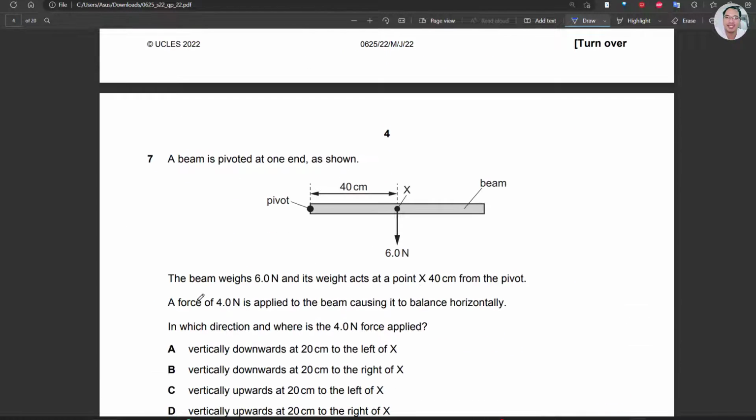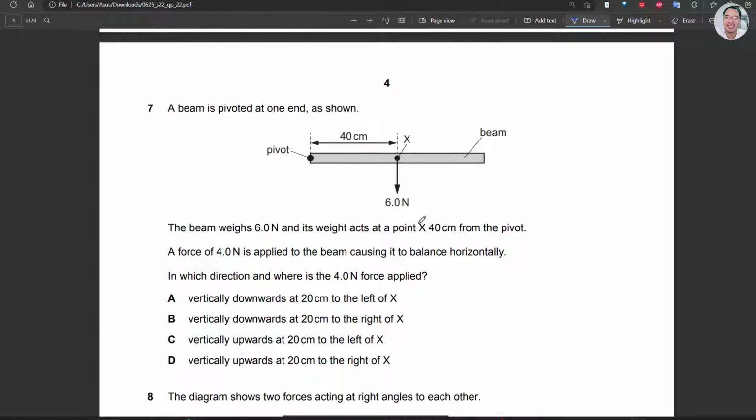Well done. A beam is pivoted at one end here. The distance here is 40 centimeters. The weight is 6 newtons. Another force of 4 newtons is applied to the beam, causing it to balance horizontally. In which direction and where is the force applied? 2 times 6. Which direction is the force? Downward, upwards. We can increase the probability of answering correctly by 50%.